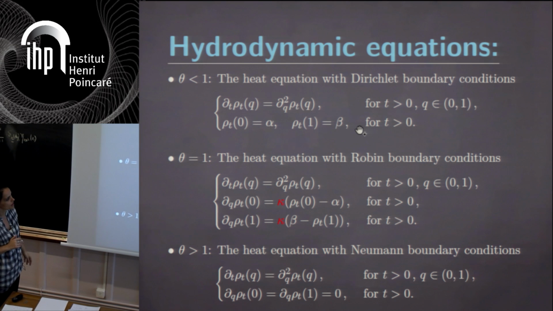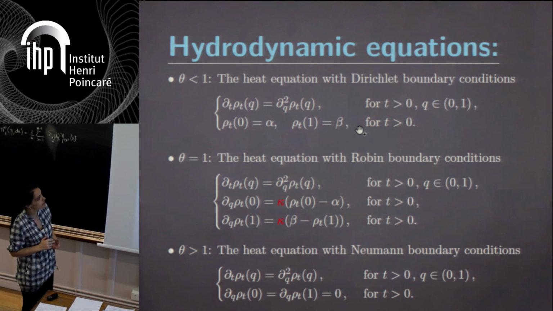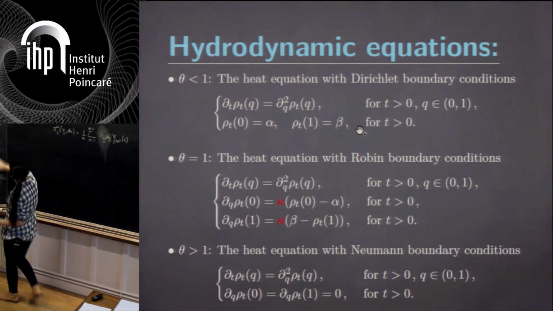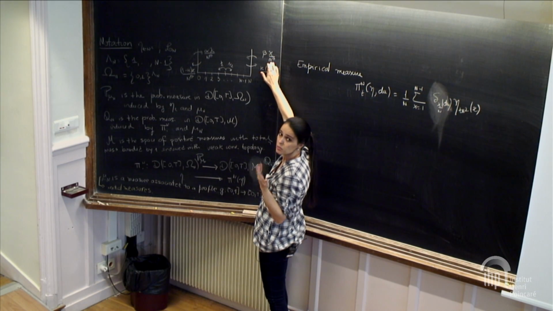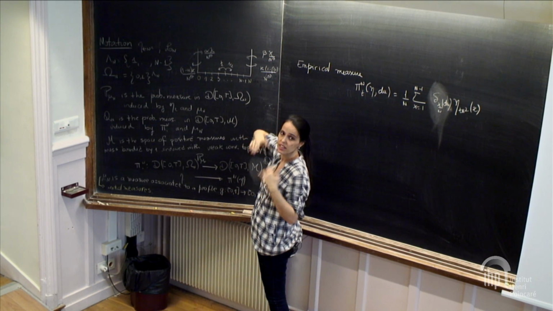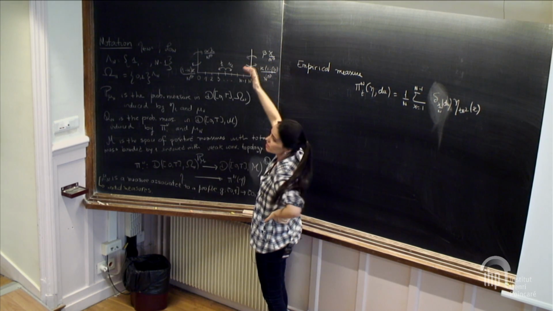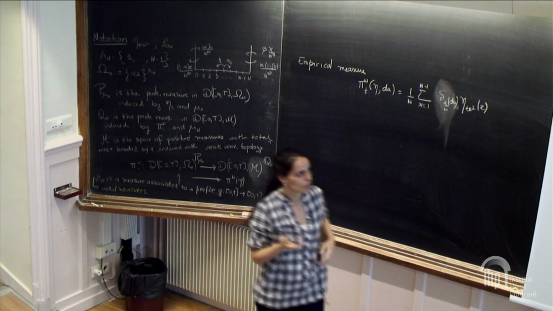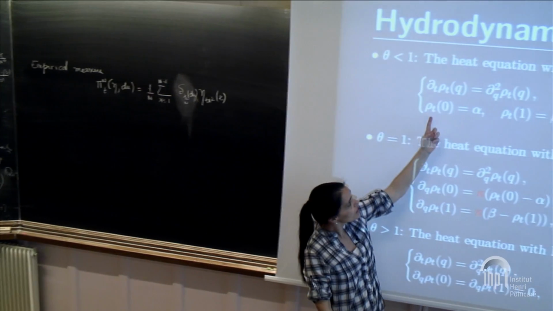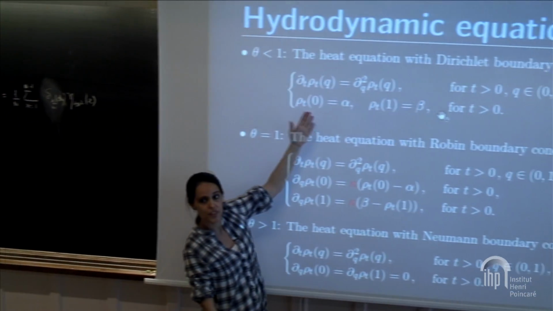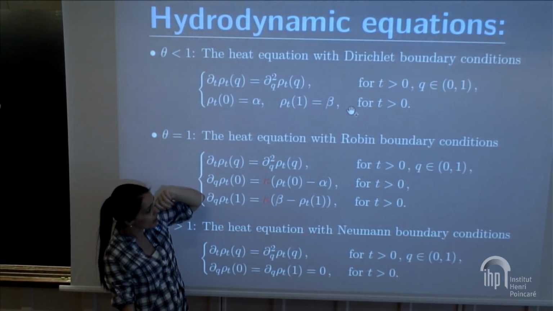So these are the 3 PDEs that we get. When theta is less than 1, theta negative means that the reservoirs are very fast. Theta positive means they are slowed. So if they are very fast or slowed but not so slowed, we get the heat equation with Dirichlet boundary conditions. So the profile is fixed. The value of the profile is fixed at the boundary as being alpha at 0 and beta at 1.